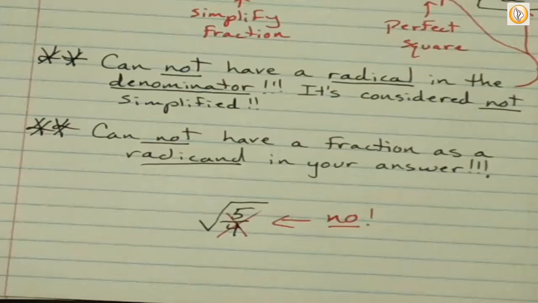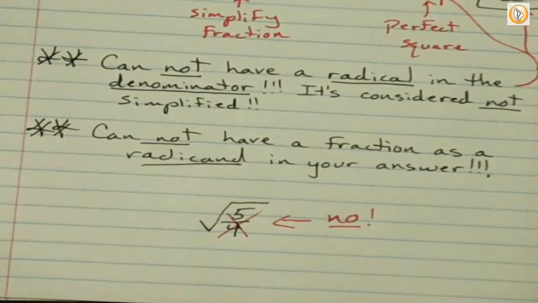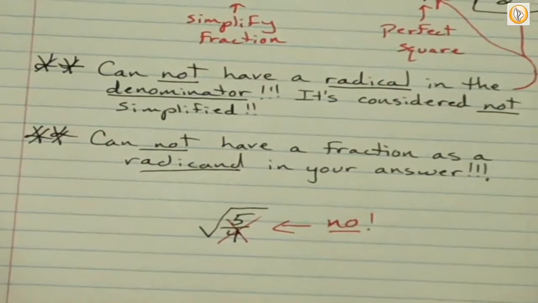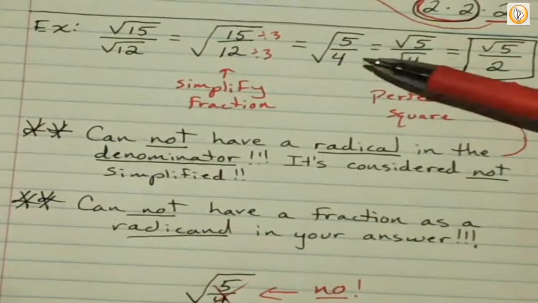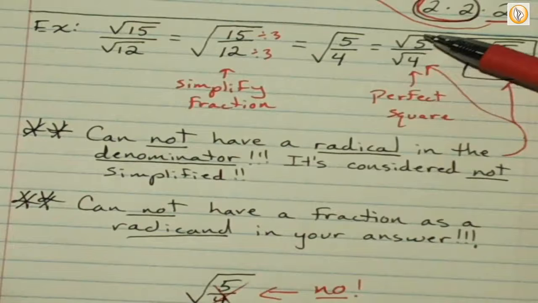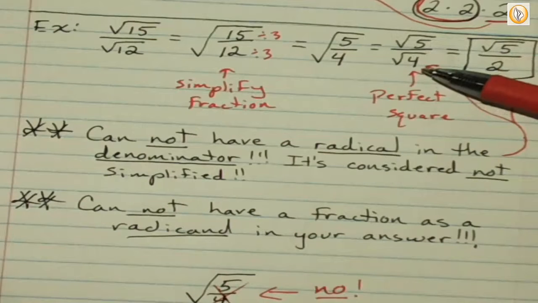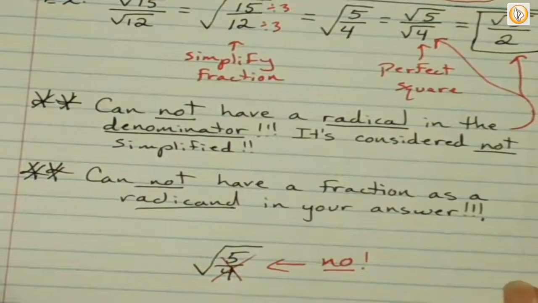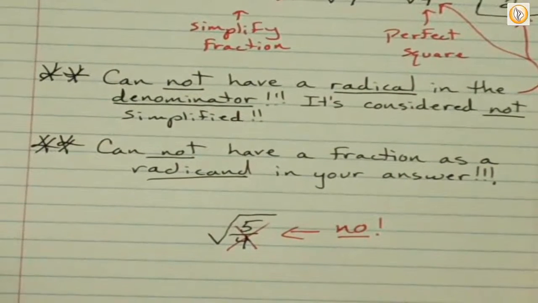So 2 very important rules. You cannot have a radical as a denominator, and you can't have a fraction as your radicand. You've got to separate it, which is kind of like what we did here. 5/4, we separated it. And then we got rid of the denominator. That was a radical. Y'all see that? Does everyone have this? All right.